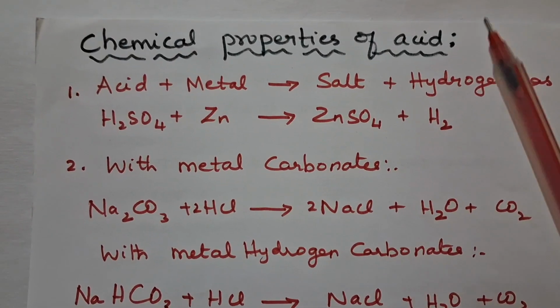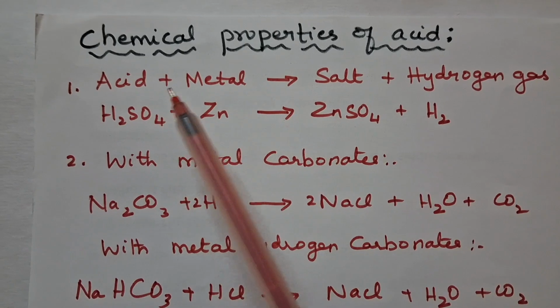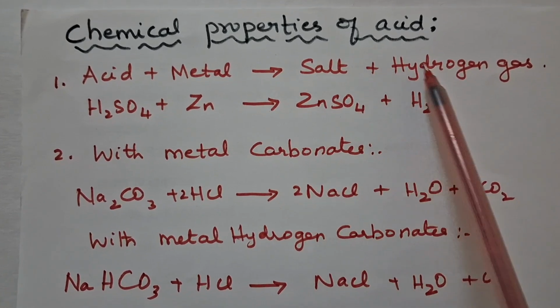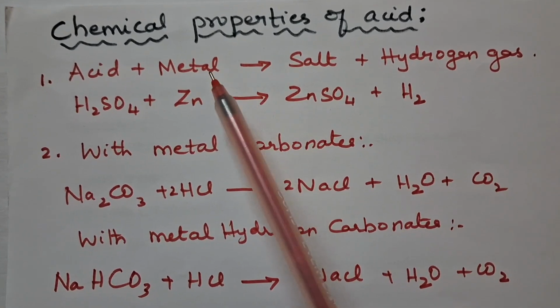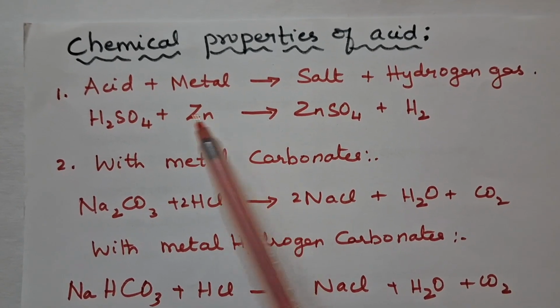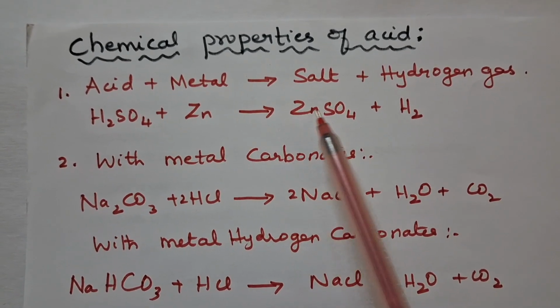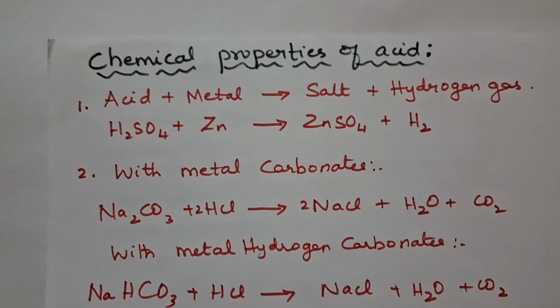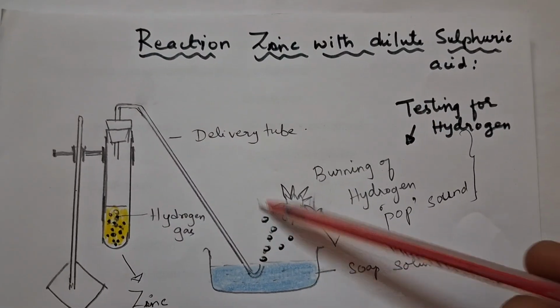Next is the chemical properties of acid. Acid plus metal gives you salt and hydrogen gas. So what happens when a metal reacts with an acid? A salt is produced. For example, zinc reacts with sulfuric acid to give zinc sulfate plus hydrogen. This is the reaction shown here.